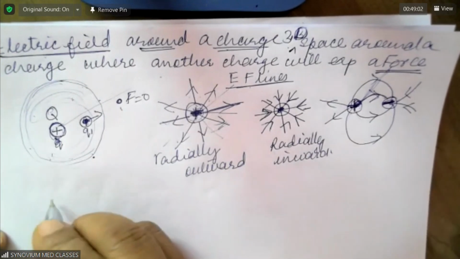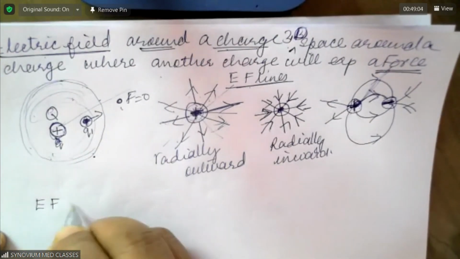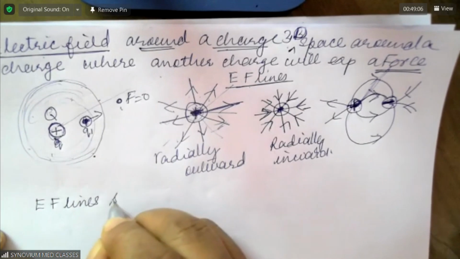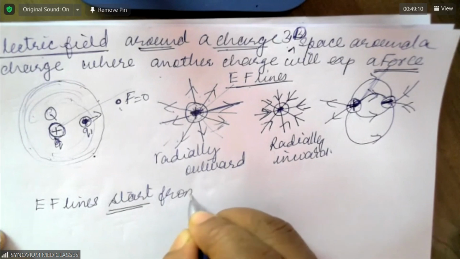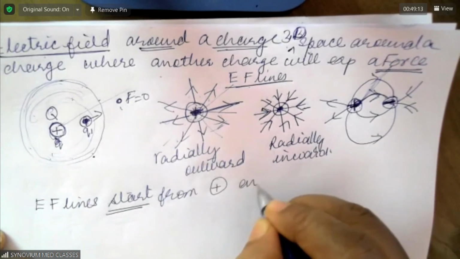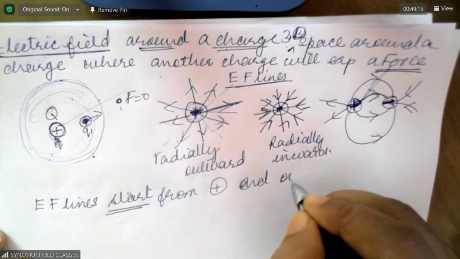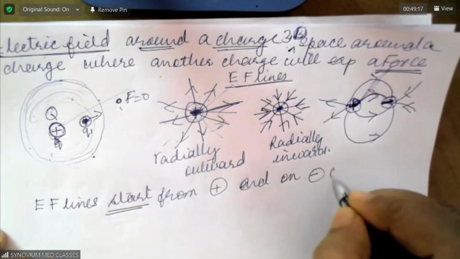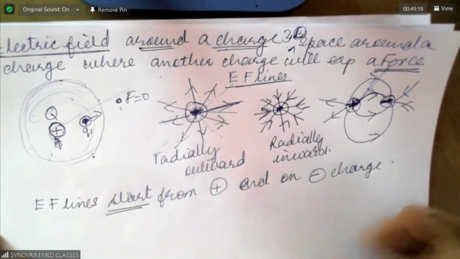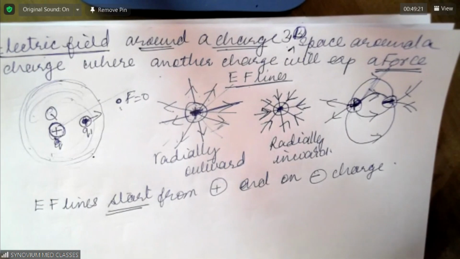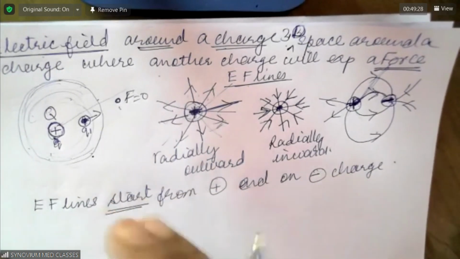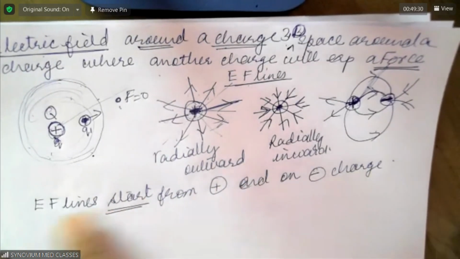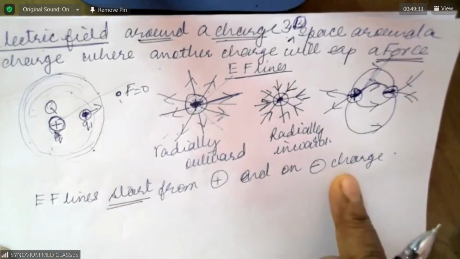So this shows that electric field lines start from positive and end on negative charge. Understood? Okay, so this is what you have to remember for drawing all electric field lines. Only one point: they start from positive, end on negative.